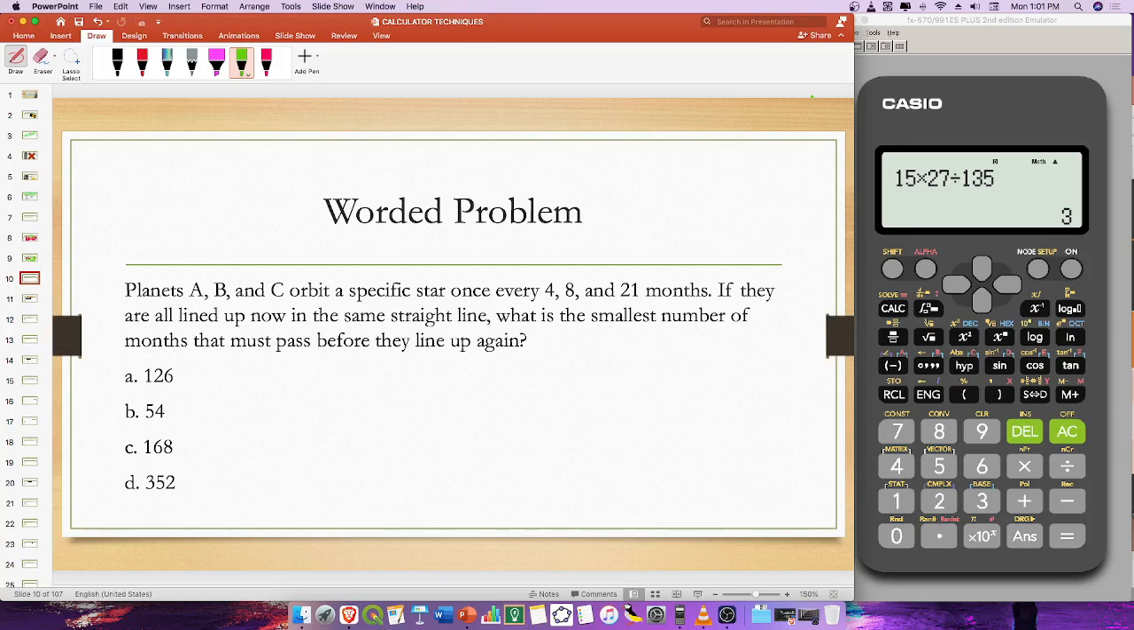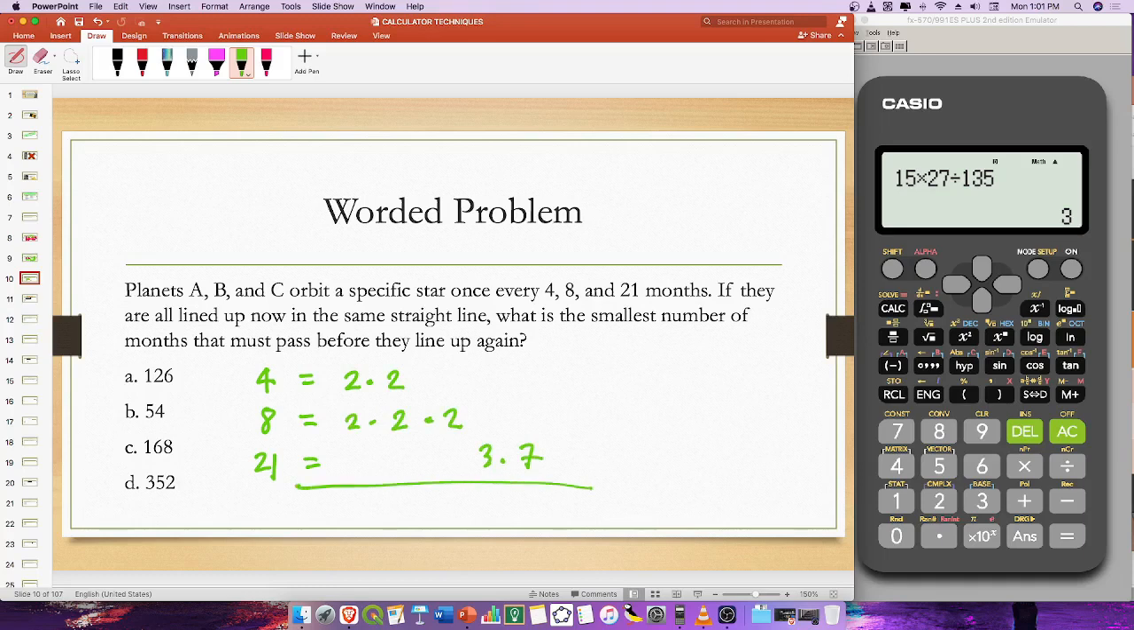So the solution is using the least common multiple approach. To solve this problem, we need to factor out the numbers 4, 8, and 21. The factor of 4 is 2 times 2. The factor of 8 is 2 times 2 times 2. And the factor of 21 is 3 times 7.